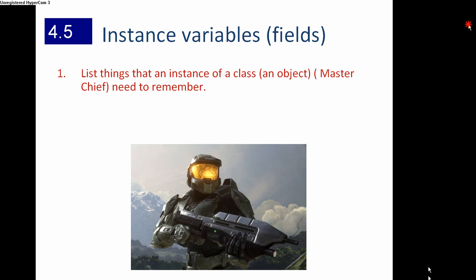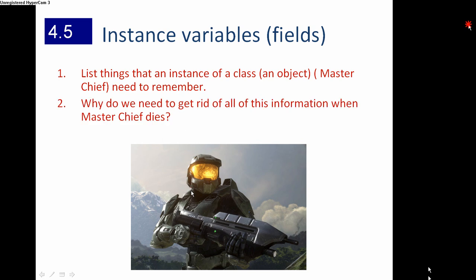All right, so what I want you to do is list other things that an instance of a class, an object, needs to remember. So Master Chief in Halo is an instance of a class. He's an object, right? Because when Master Chief dies, what happens? You get another Master Chief. You spawn another one. But at any rate, what are things that he needs to remember? List as many things about him, his gun, and everything about him in the game that need to be remembered about Master Chief. Okay, so list all those things. And number 2.